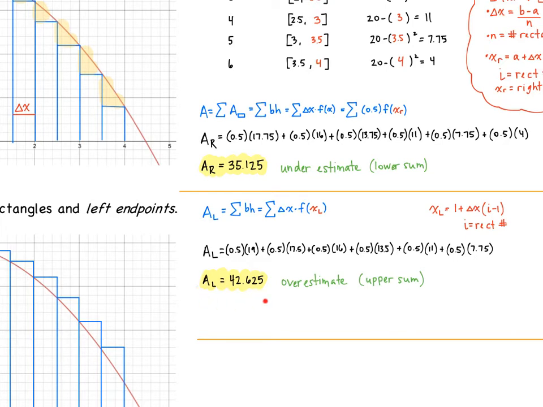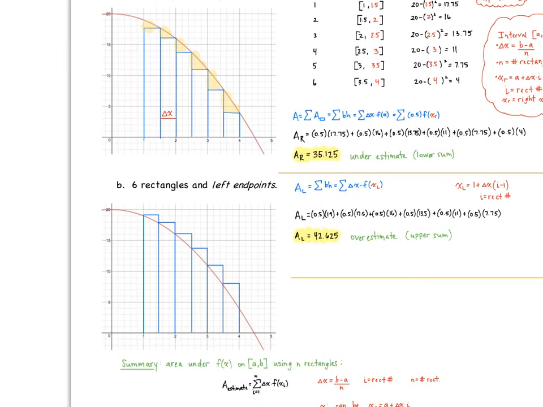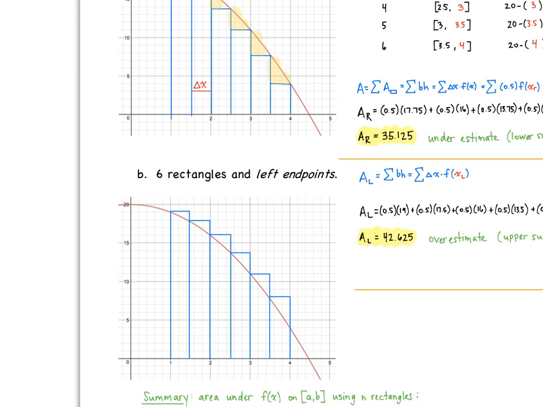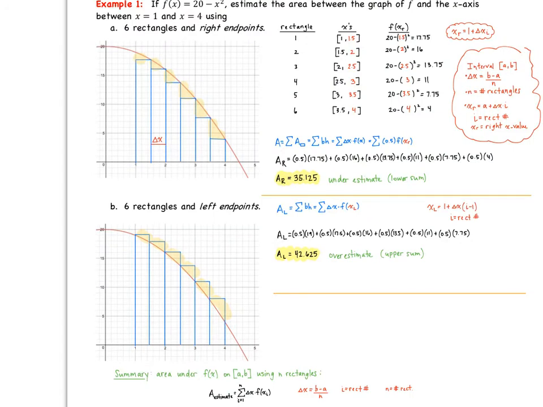Now we get the area of the left endpoints to be 42.625. Notice now how I've noted that this is an overestimate or an upper sum. So if you take a look at the curve, you should see now that we've got extra areas that we're taking into account. So we can see that this is going to be an overestimate because there's more of a rectangle above our curve.